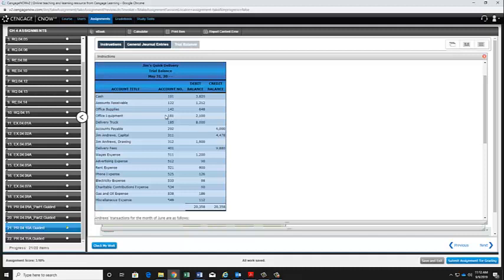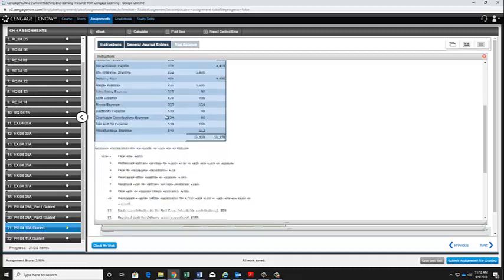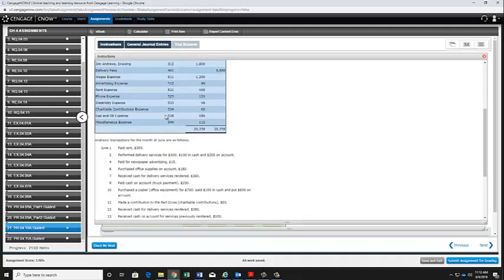Okay, so this one's a little different. It's not a brand new business like we're accustomed to seeing. It's a business that's already been in existence, so it already has some balances in its accounts. So first let's journalize a few transactions and then we'll post them to the general ledger.